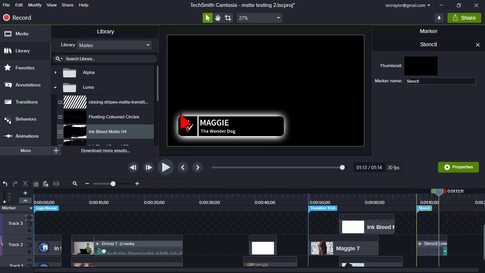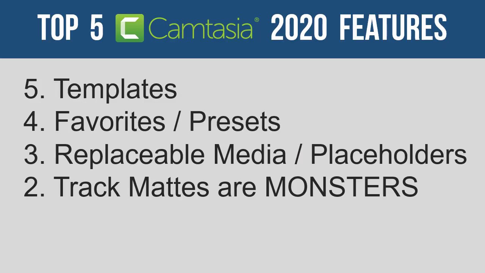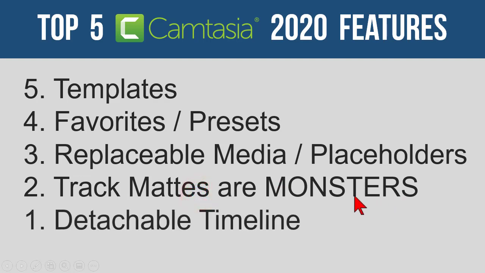Right, so again, this has some mats in it. Let's kind of wrap it up here so we don't get too carried away. So track mats are awesome. Surprisingly to a lot of folks, my number one feature in 2020 is actually probably what a lot of people will think the most stupid one, and it is a detachable timeline.